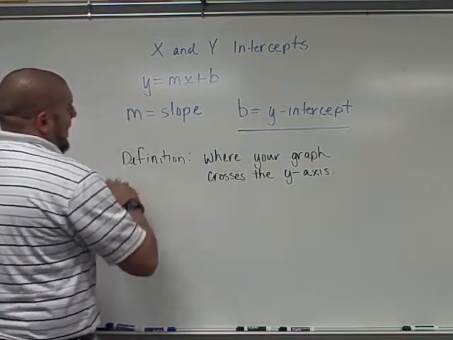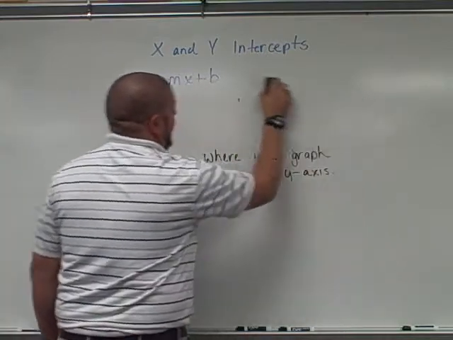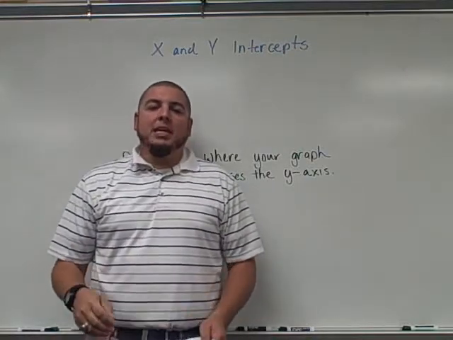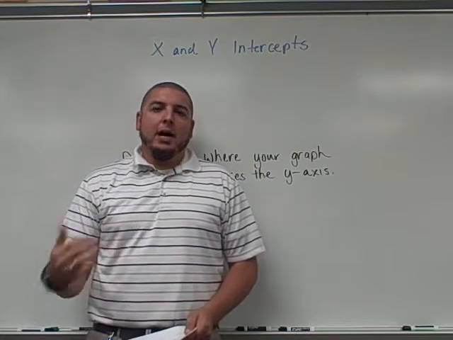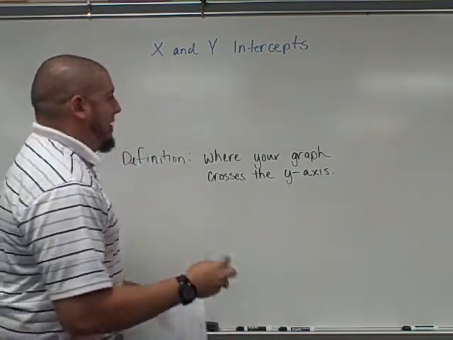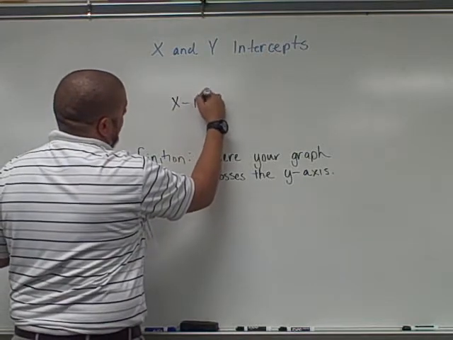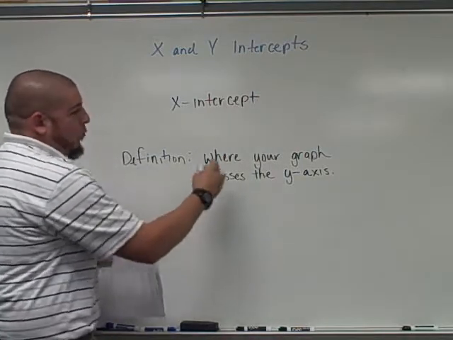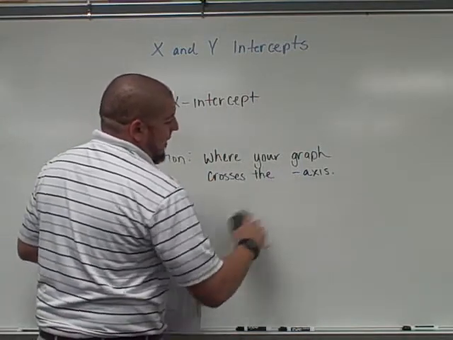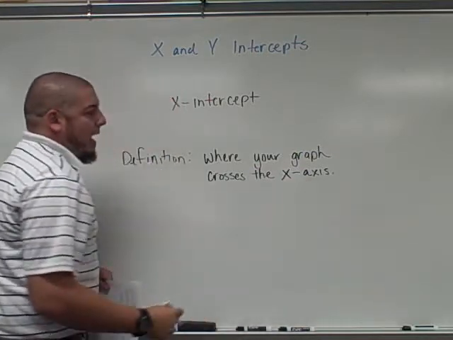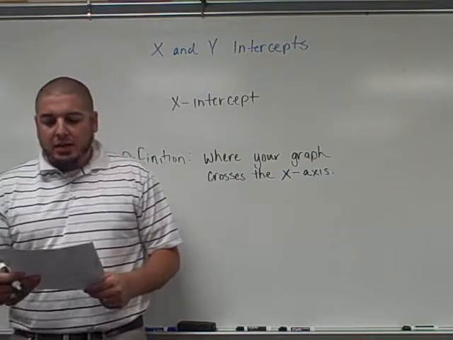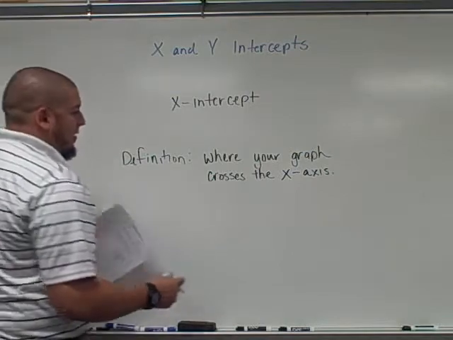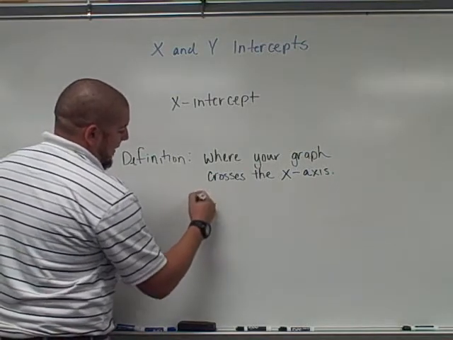Now, let's talk about the x-intercept. Okay? Y-intercept is easy to identify whenever you're dealing with y equals mx plus b, because b is your y-intercept. But when we're dealing with x-intercept, it's not as easy to see. So again, this is x-intercept. The definition of x-intercept is where your graph crosses the x-axis. That's the definition of your x-intercept. Okay, very similar to your y-intercept.